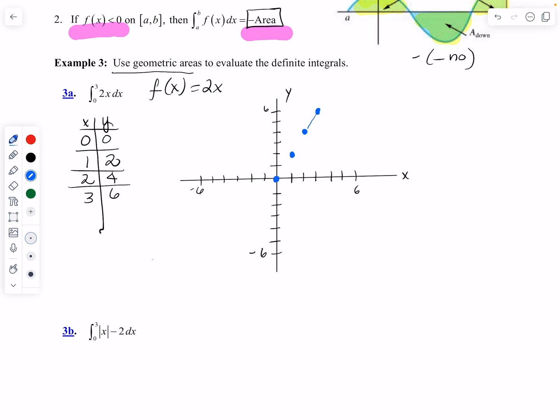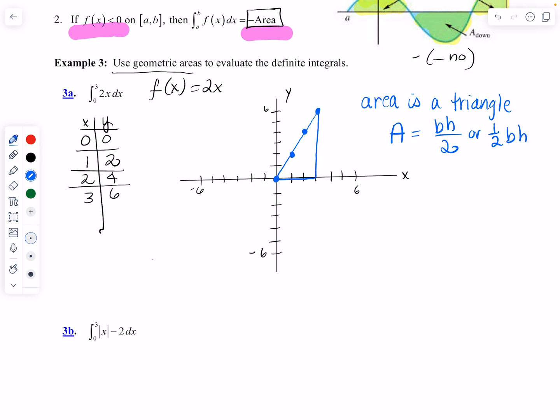So if I connect all of these, I get this. And if I bring this down, I get a triangle. Okay. So the area that we're looking at in this particular thing is a triangle. Okay, to find the area of a triangle, I take base times height and I divide it by 2. Or you can use 1/2 base times height.